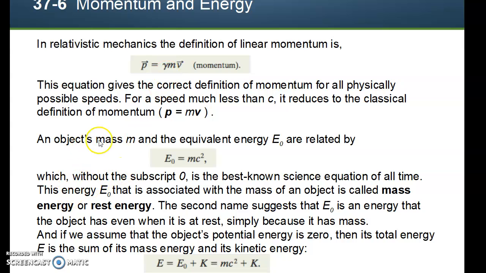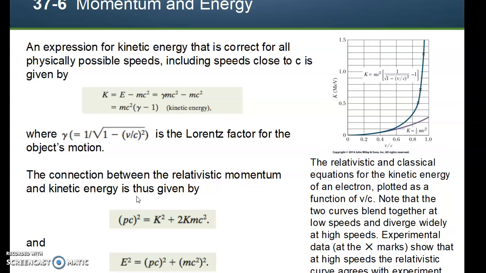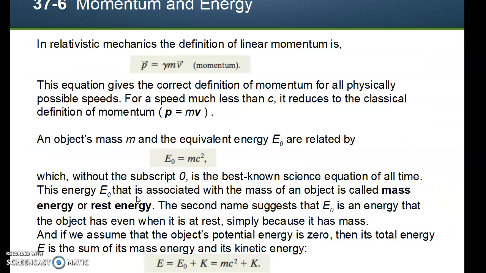So the object mass and the equivalent energy are related by E0 equals mc squared, which without the subscript 0 is the best known science equation of all time. I don't know. I think F equals ma should be up there pretty strong with that as well. Only this energy E0 is associated with the mass, the mass energy or rest energy.